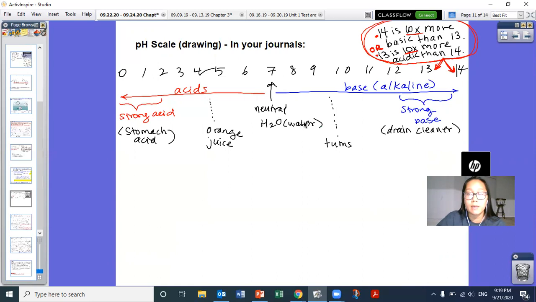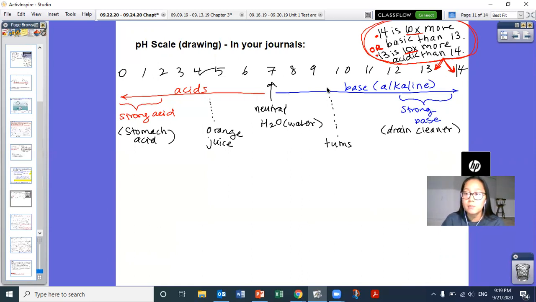On the other side here, we have things that are basic. Tums fall between the 9 and the 10, right? You eat Tums when you have acid reflux and you feel nauseous and you feel the burning in your esophagus, because it feels like you are going to puke and you feel your stomach acid burning.